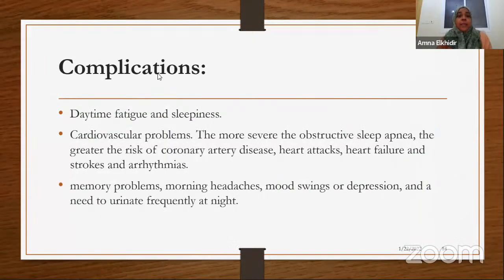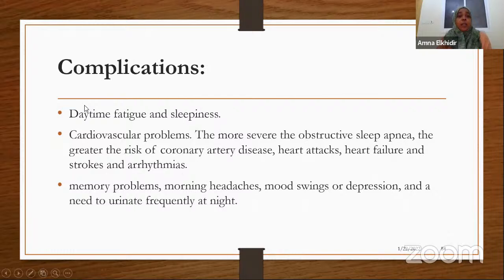Obstructive sleep apnea can increase the risk of developing daytime fatigue and sleepiness and cardiovascular problems. There is increased risk of having coronary artery disease, heart attacks, heart failure, strokes, and arrhythmia. Also, the patient develops memory problems, morning headaches, mood swings, or depression, and they need to urinate frequently at night.